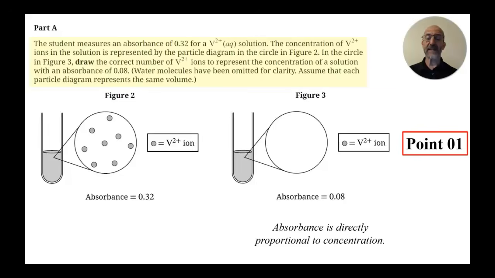So if we have half the concentration, that would be half the absorbance. Well, this is actually less than half. 0.08 divided by 0.32, that's actually 1/4 as much. And if it's 1/4 as much for the absorbance, it's going to be 1/4 as much for the concentration. So if I have 8 particles in figure 2, I have to draw 1/4 of that concentration. 1/4 of 8 would be 2 particles. So the correct answer to part A is to show a concentration that is 1/4 as much, and that would be only 2 particles in that diagram. So that's the first point.